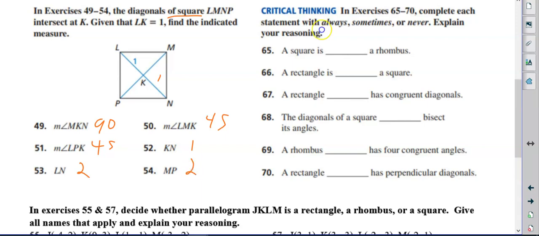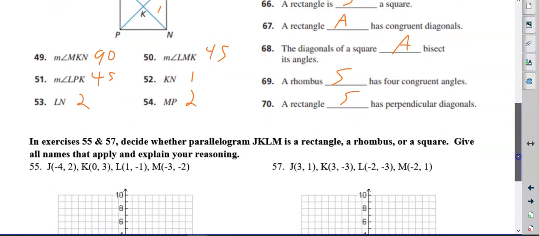All right, 65 through 70, we're using one of these three words. A square is always, I'm just going to put the first letter, always a rhombus. A rectangle is sometimes a square. A square is always a rectangle. A rectangle always has congruent diagonals. The diagonals of a square always bisect the angles. A rhombus sometimes has 4 congruent angles, if it's a square, and a rectangle sometimes has perpendicular diagonals, okay, if it's a square.